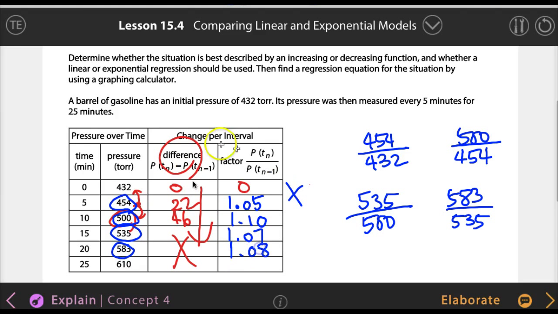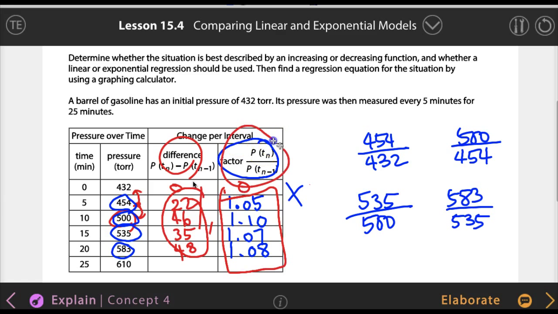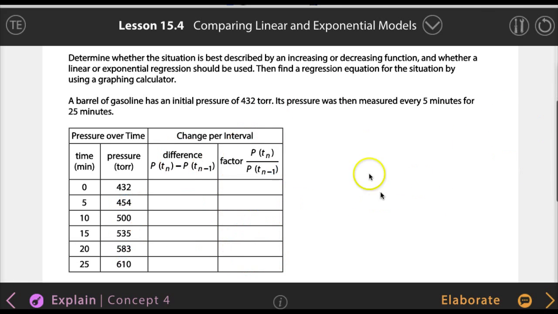So you know what? I'm going to go with exponential because these numbers are pretty similar versus over here. It was 22 and then all of a sudden drastically it changes to 46. And then if you do the next one, 535 minus 500 is 35, and then 583 minus 535 is 48. See, these are really drastic. There's a lot of differences here, but these are pretty similar. So I'm going to go with this. Okay. All right. So let's take a look at the question. What does it say?